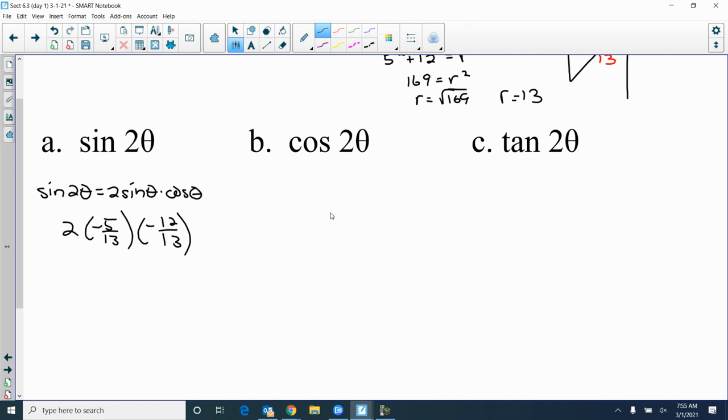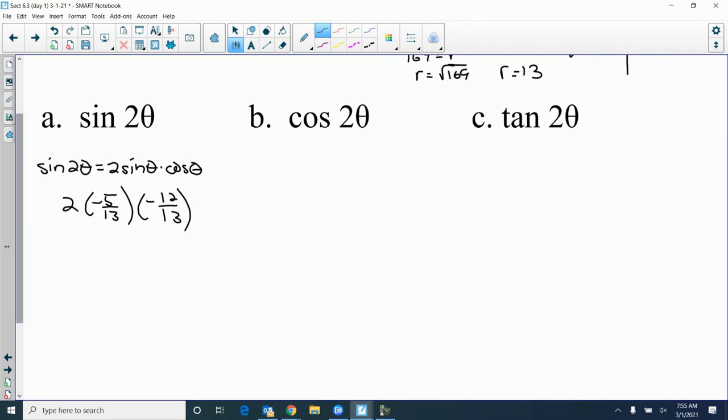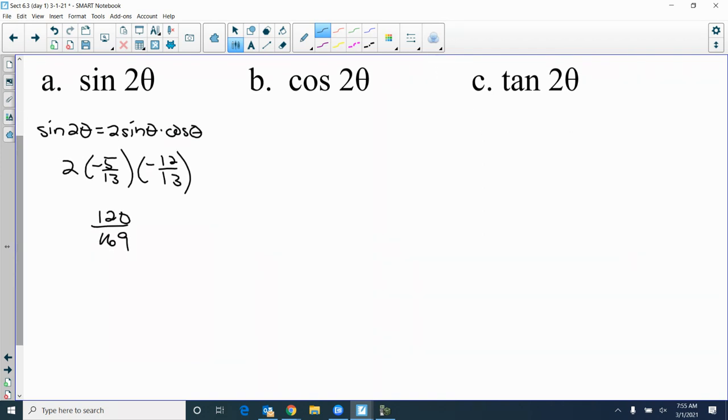All right, so you take 2 times negative 5 times negative 12. So you're going to end up with a positive. 2 times 5 is 10. 10 times 12 looks to be 120. 13 times 13 is 169. I don't think that reduces. Double check that for me. Looks like I get 120 over 169. Okay, so that's the value of it.